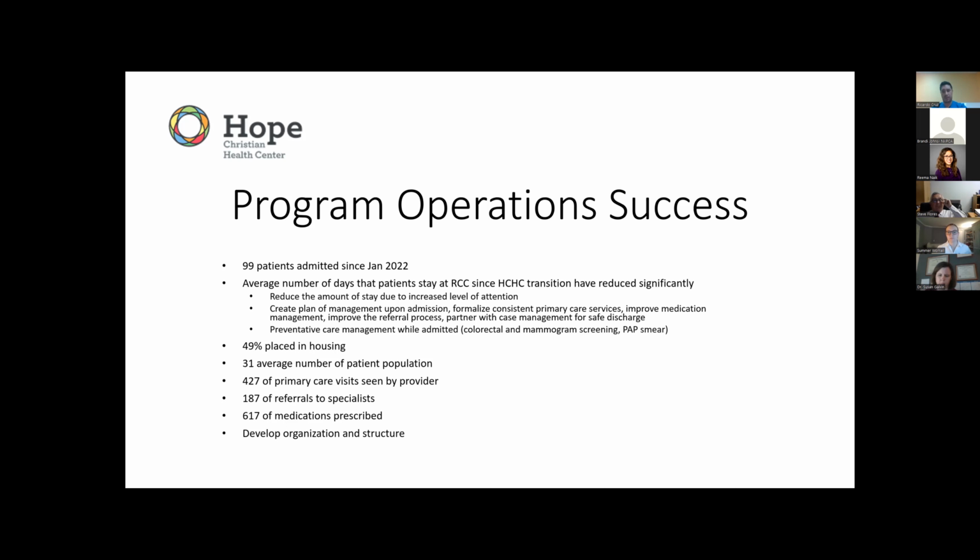A specialist, I would hope, would fill it out and be able to provide us a little bit more of an up-to-date plan of care, so that we can make changes accordingly, because oftentimes in our primary care offices, it may take months before we hear back from specialties. So in order to help expedite this, I created this form. We've prescribed 617 medications, and much like Dr. Galvin had mentioned, when we've come in, organization and structure has been something that we've been working steadily on.